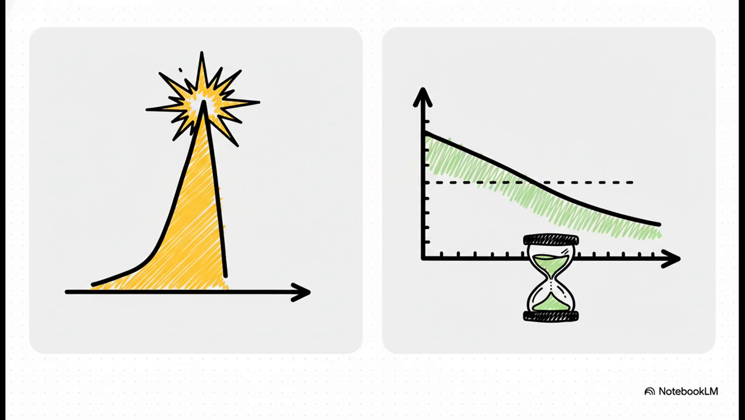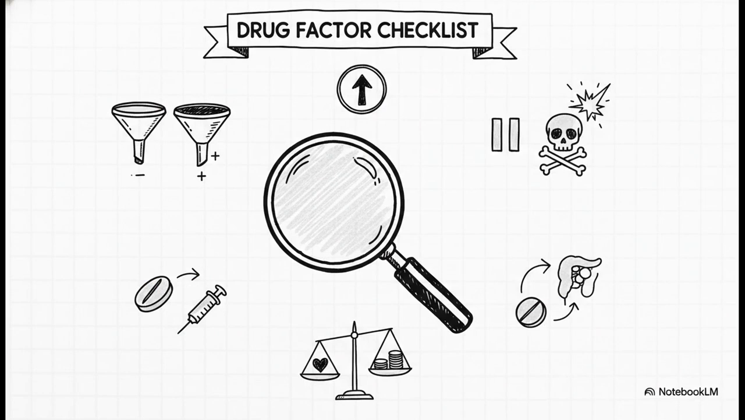Aminoglycosides work like this. On the other side, you have time-dependent killing. This is more like a siege. You don't need a super high concentration, but you need to maintain pressure. Keep the drug level above the MIC for a long time. That's how our beta-lactams, like penicillin, work. Got it?